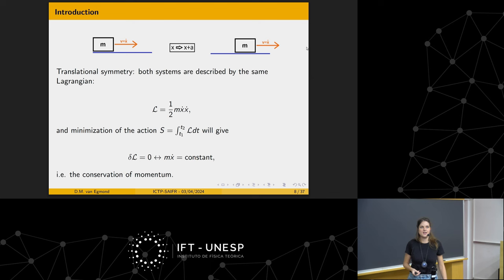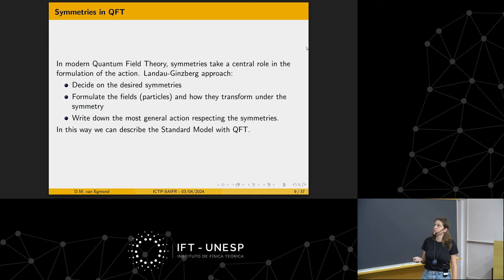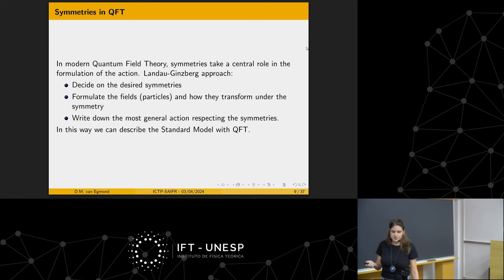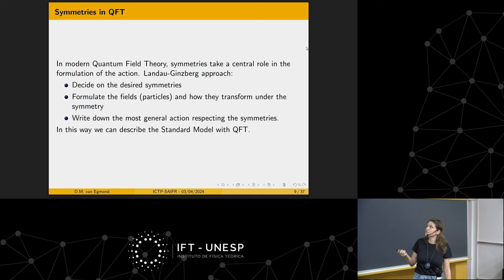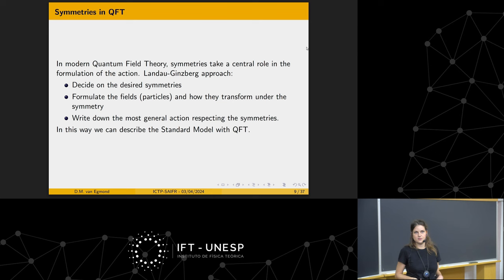And this is actually at the heart of modern quantum field theory, because in modern quantum field theory, symmetries take a central role in the formulation of the action. So the modern approach, which is also called the Landau-Ginzburg approach, is the following. We decide first on the desired symmetries that we want to respect in our model. We formulate the fields, which in quantum field theory are representing the particles. We formulate how they transform under the symmetry. And finally, we write down the most general action respecting these symmetries.